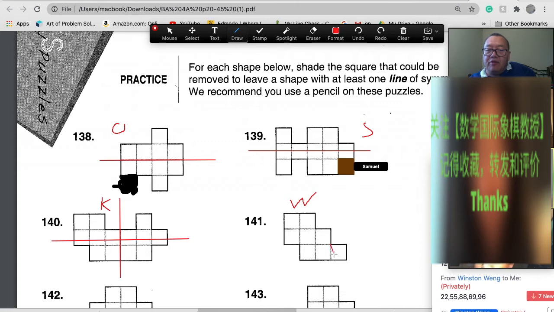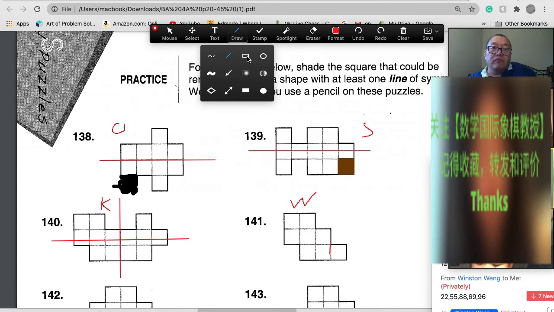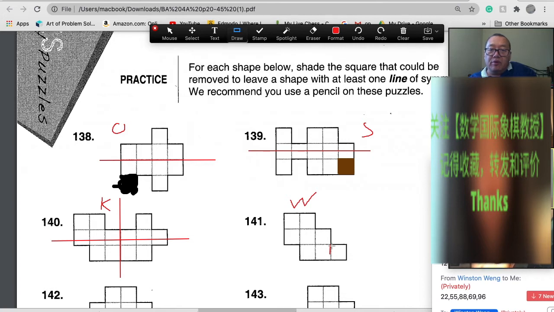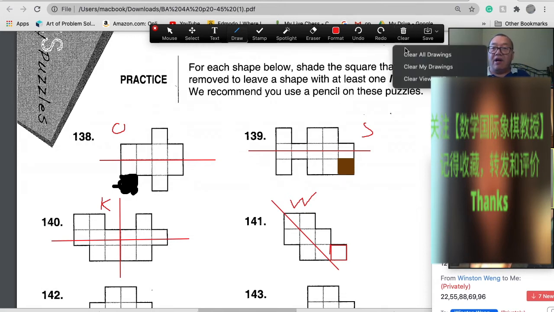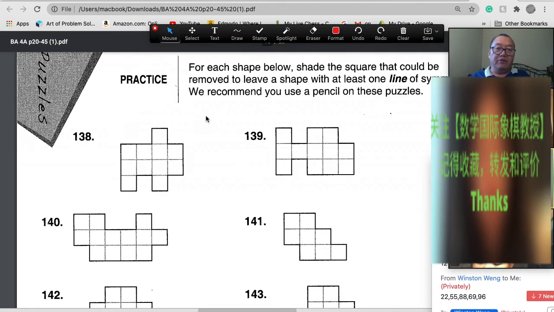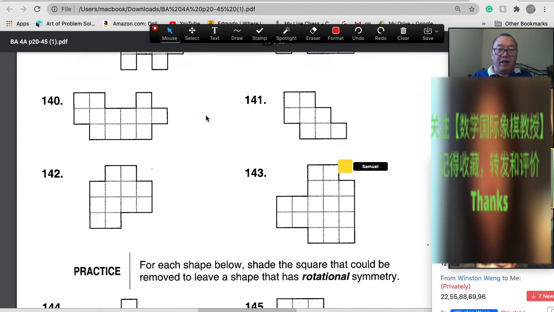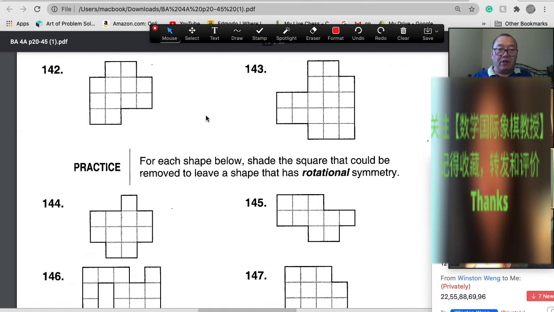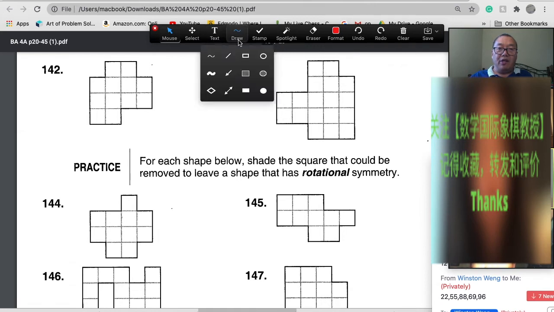Yeah, remove this one. Remove this one, then you have a symmetry line like this, right? Okay, this is 141. Now let's see. Don't draw, Samuel. Everybody, don't draw this one yet.